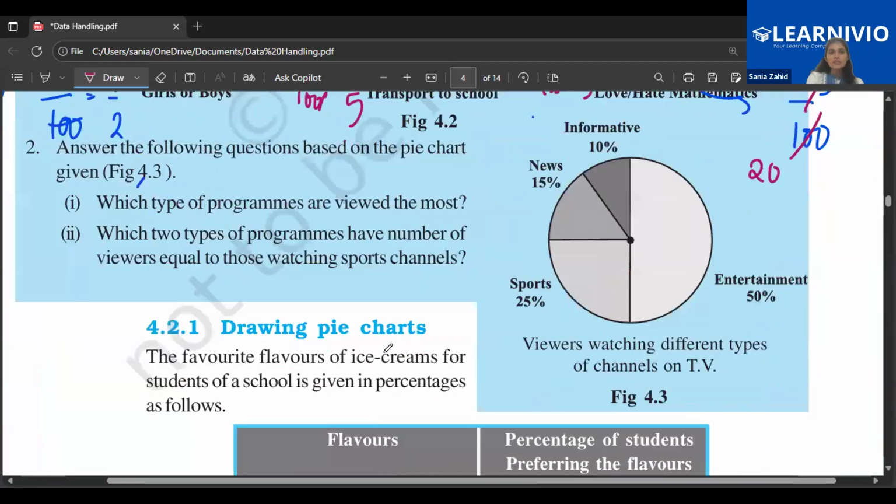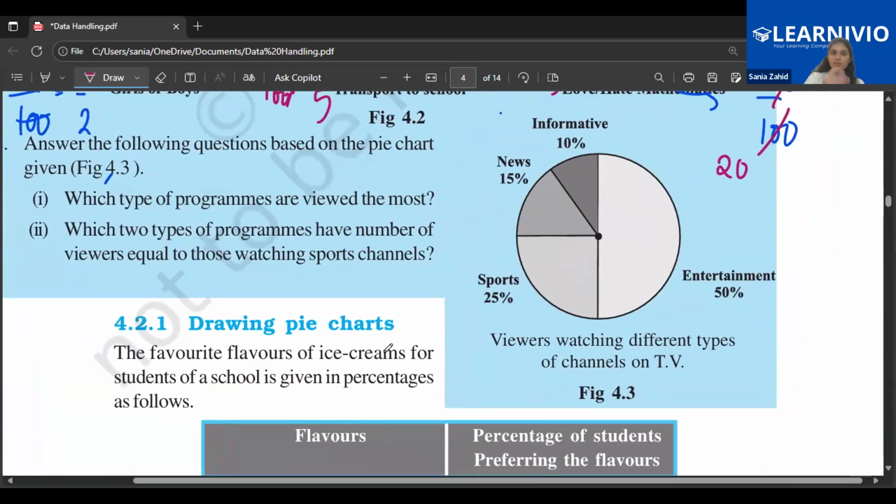So next question is children, answer the following questions based on the pie chart given. Which type of programs are viewed the most? Look at the pie chart and answer the questions. Ma'am, entertainment. Entertainment. So this is the first answer.